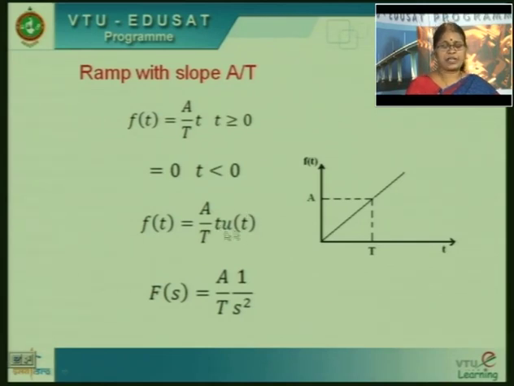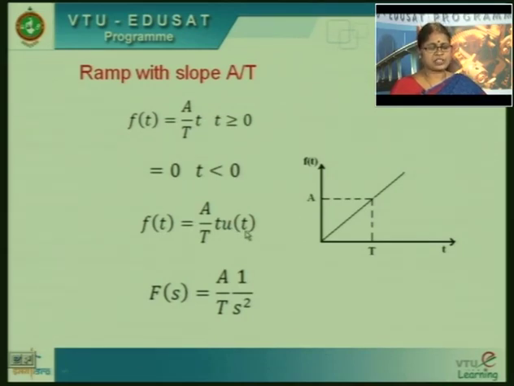Whenever I multiply any function with u of t, the function value exists only from t equal to 0. So, that is the advantage of the step function. That is the reason the step function is also called a switching function. So, f of t can be written as A by T into u of t.